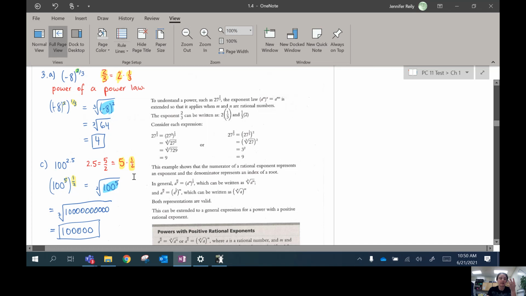And then we evaluated the inside first and the outside second. We're going to do the same thing in example 4, except we're going to switch these around. So instead of going 5 times 1/2, we'll do 1/2 times 5. I prefer the example 4 method better just because you're dealing with smaller numbers.